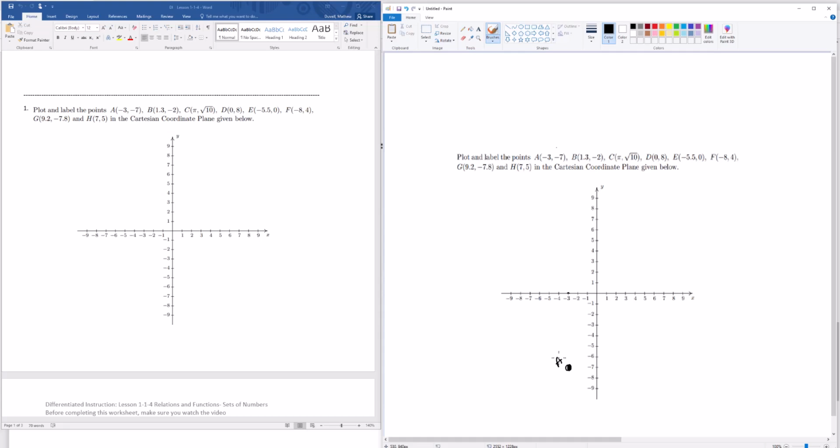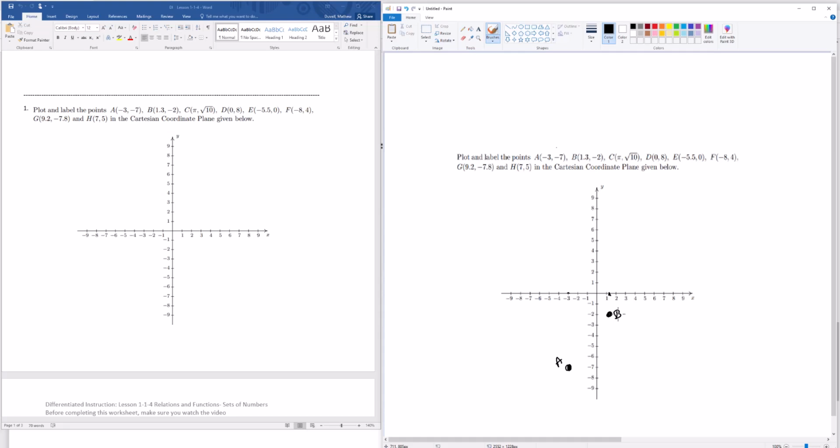And then (1.3, -2). So 1.3 is maybe about there, and then -2. So that's going to be B. Now where it's C, where it says pi, square root of 10, put that in your calculator. That's how we get our decimal approximation, and then you can go through and graph that.